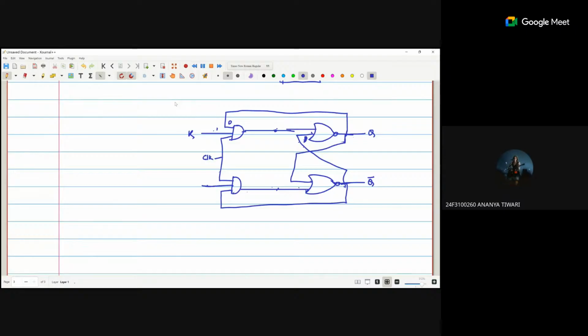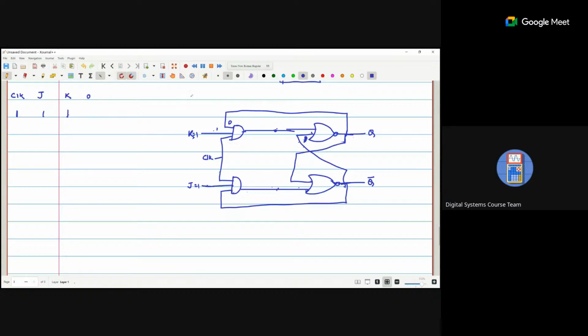Yes, sir. So the race round condition will come when J is 1 and K is 1. Okay, so we draw it. We basically say that JK is 1, 1. Clock is also positive, so I'm taking when the positive clock appears.